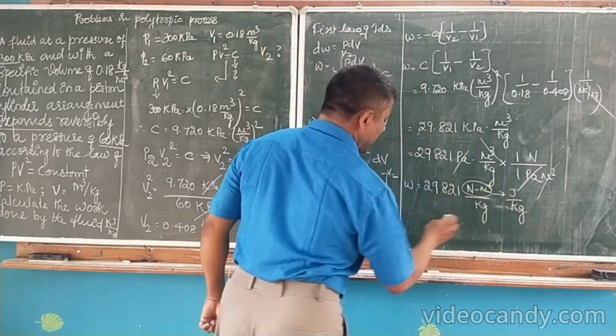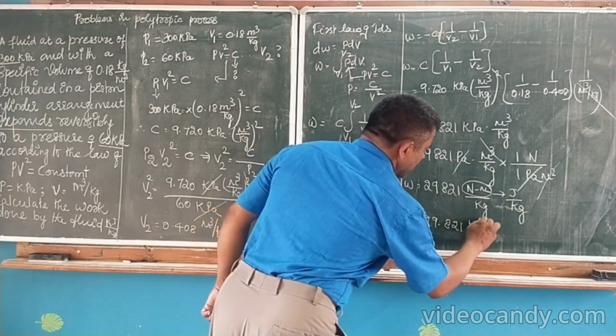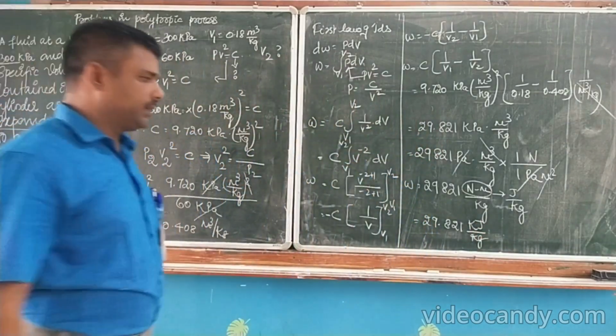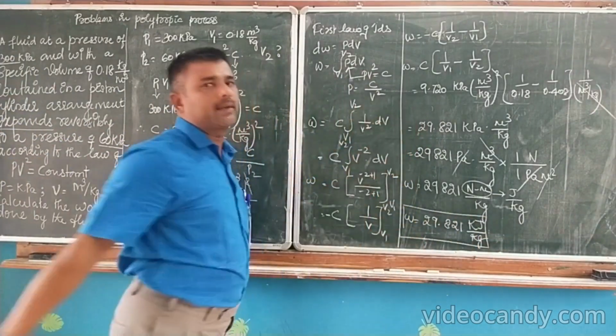29,821 joules per kg. Converting to kilojoules, that means 29.821 kilojoules per kg. This is the answer: the amount of work done by the fluid during its expansion process.